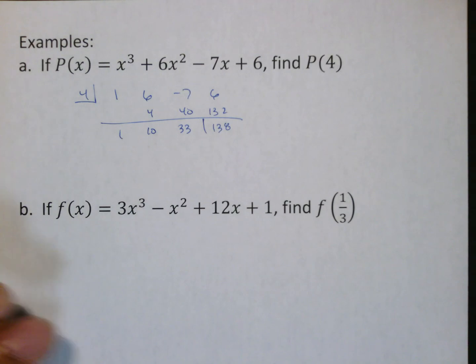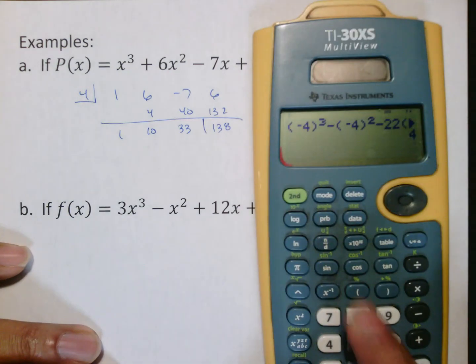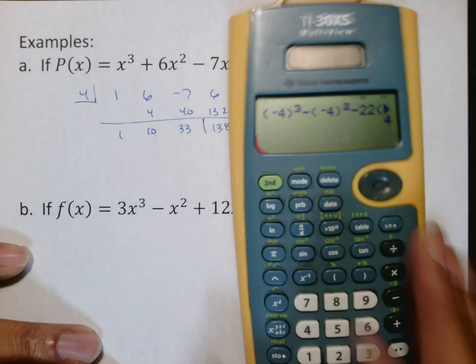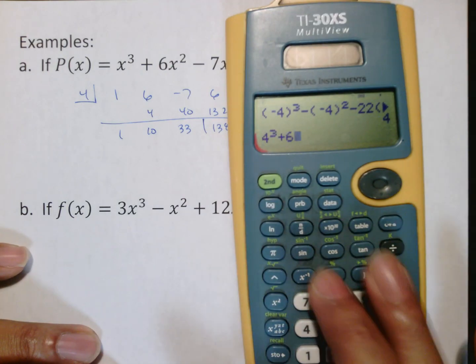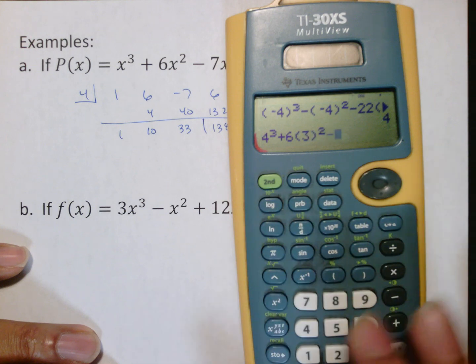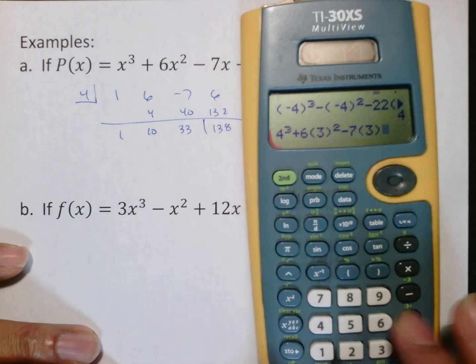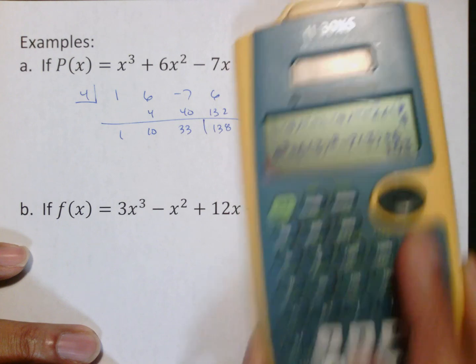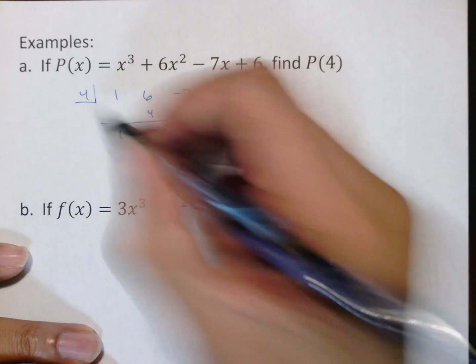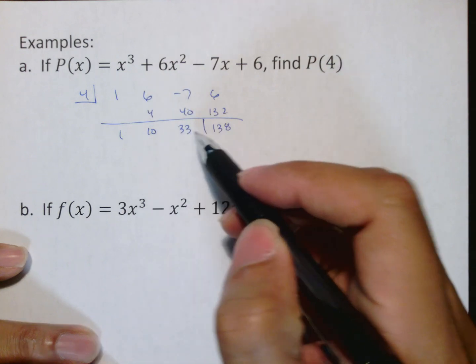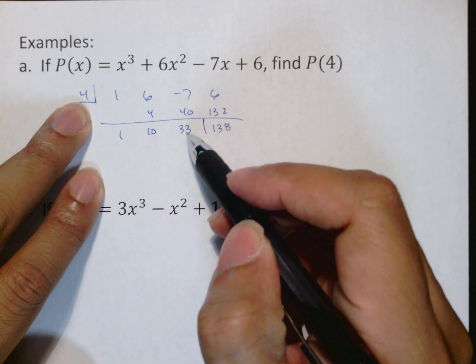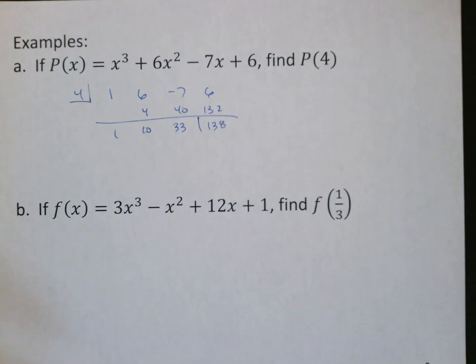Let's check it. Let's hope I didn't do anything crazy. But if I was to take this and put 4, so 4 to the third, I'm going to be lazy here to get done. 6 times 3 squared minus 7 times 3 plus 6. Of course I got it wrong. 1 to 4, 10 to 40, 33 times 4 is, yeah, I think it's 138. I don't think I messed up. I think I probably just typed it in wrong, so I'm going to do it again off camera.